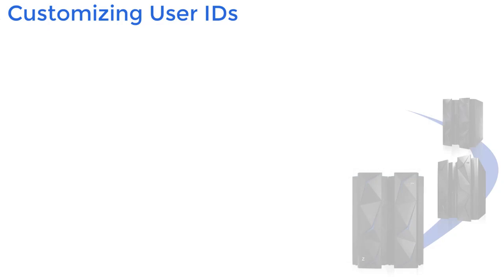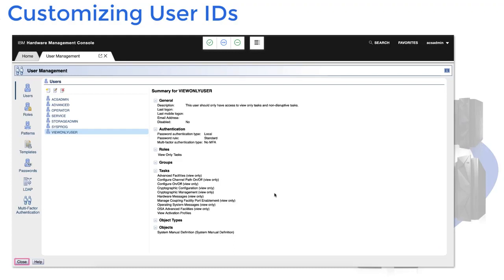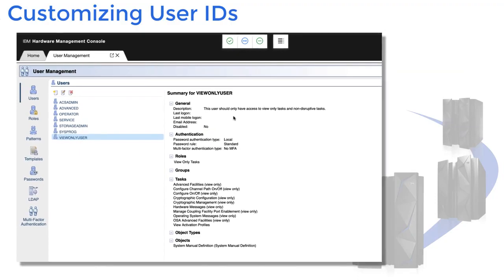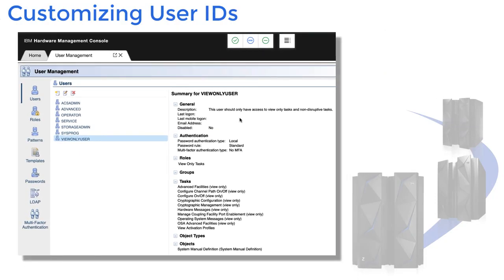Next, let's talk about disruptive and non-disruptive tasks. A non-disruptive task is a task whose function will not impact any running workloads on your systems or partitions. So assigning non-disruptive tasks to a user will avoid the possibility of a system or partition error when a user has access to those tasks. An example of a non-disruptive task is the View Activation Profiles task. Again, the security administrator can create a custom role which includes only those tasks that would not be disruptive when executed. This could be used in conjunction with the view-only tasks that we just discussed.